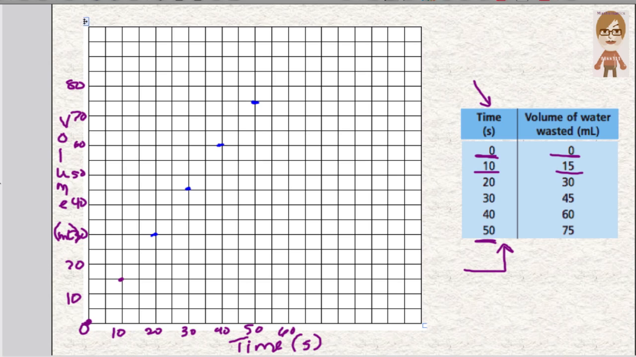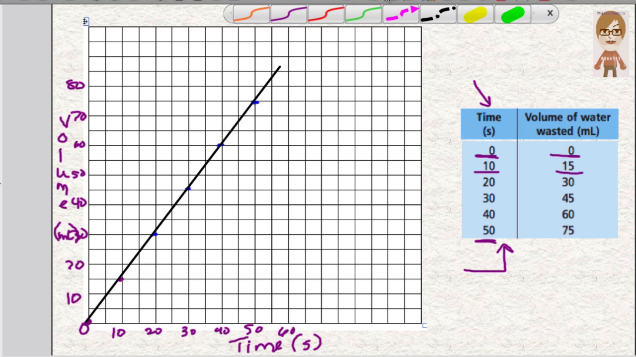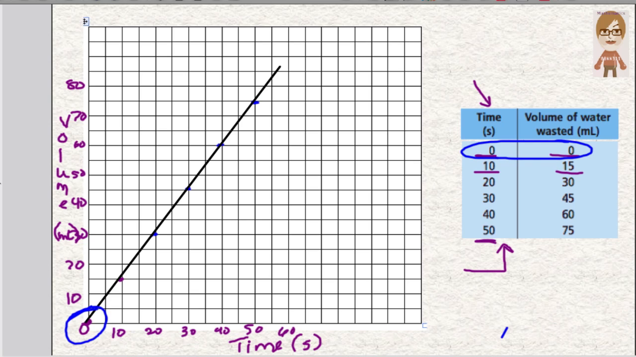So what is created? We get a straight line from this graph. This information gives us a straight line. So when I follow the straight line up and draw a nice straight line, what I can see is this line passes through 0, 0. And what that means, that's a pretty important thing to notice. If the line passes through 0, 0, that ordered pair is also in the table. So that means after 0 seconds, 0 water was wasted. And that makes sense. If time hasn't even started to pass, then the water wouldn't have been wasted yet.